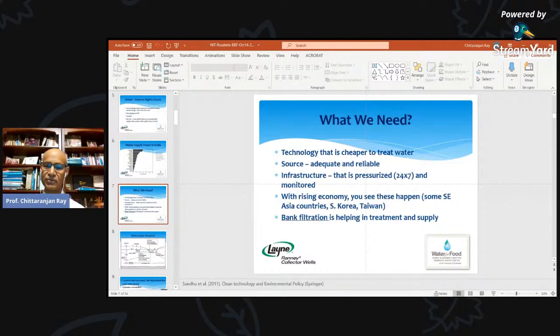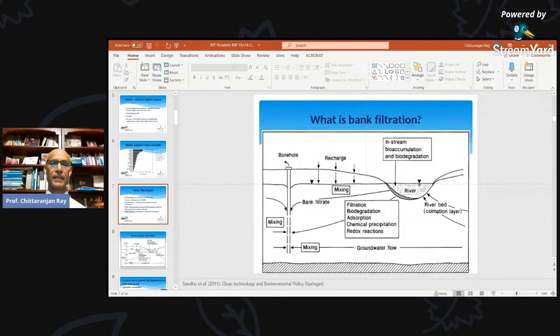It's a low cost treatment as well as in supply, because you can get large supplies once you put these systems next to rivers. So what is really bank filtration, a riverbank or a lake bank filtration? You have to have a source, which is a river or lake. And then you have a well on the bank. So as you start pumping, you induce the surface water. You create a cone of depression in the well here, if you can see here. Then the surface water will be induced to flow to the well, same as the groundwater.